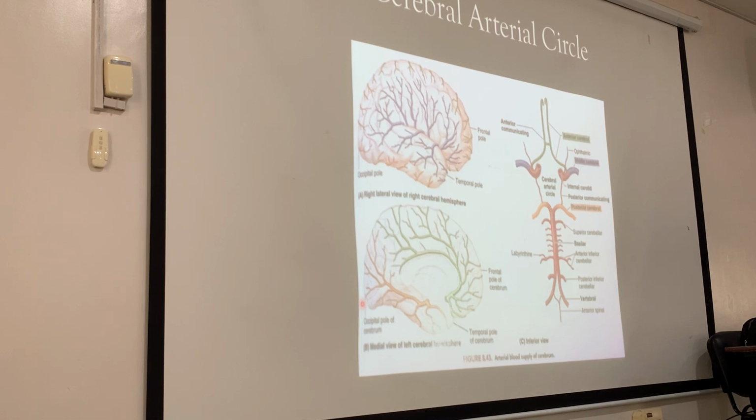Okay? So what is the clinical significance? If there is a block in the posterior cerebral artery, you will have a stroke in the occipital lobe, you will have visual deficit. If there is a block in the anterior cerebral artery on the left, for example, you will have a stroke in the left frontal lobe, and you will have right leg weakness. Okay?